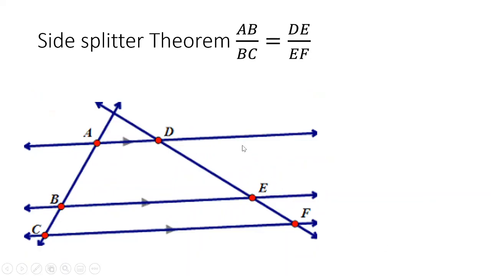11.4. We'll be working on that today. Something called the side splitter theorem. In the side splitter theorem, we're going to be talking about how if you have a triangle in which there is a set of lines that is transverse or split through the middle by a set of parallel lines, you end up with proportional sides.